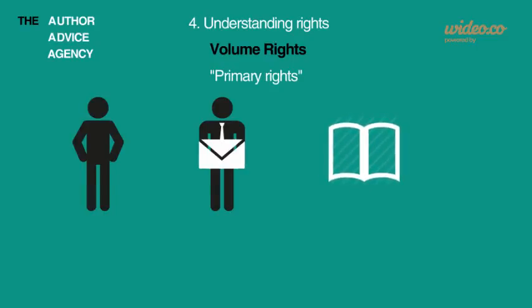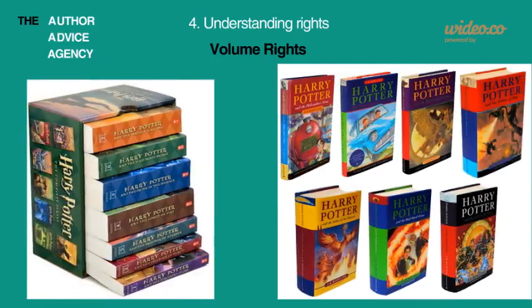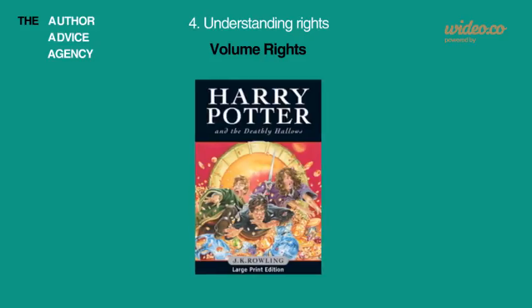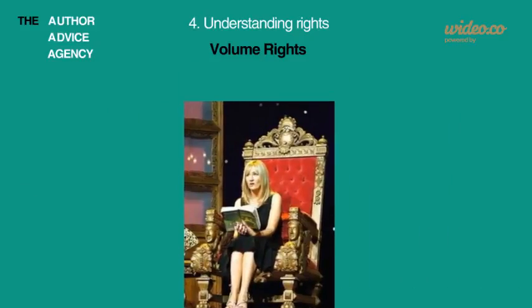This may be restricted to hardback or paperback form, but usually a publisher will want to acquire both for the sake of conformity. Let's use Harry Potter for an example. Volume rights include hardback and paperback, large print, anthology and quotation, radio and TV reading, and e-book rights.